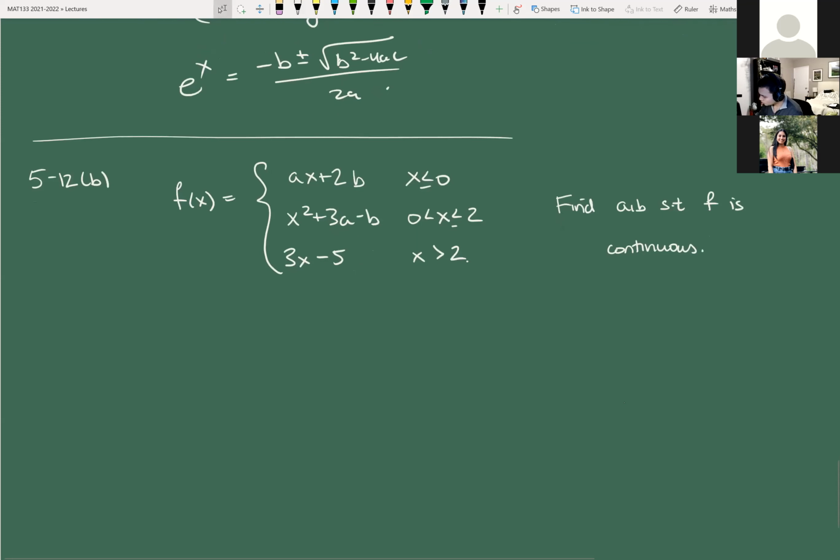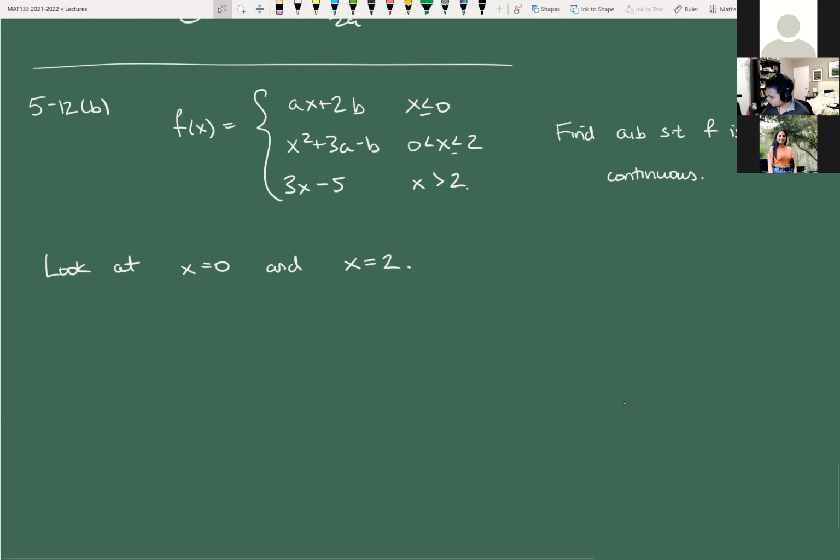Okay, so these functions are generally continuous everywhere. Because it's a piecewise function, the only place we could really run into trouble is where the pieces join, right? Does that make sense? I can't graph this for you because we don't know what a and b are, but the places where these functions join are really the only places that we can have trouble. So what we want to do is look at x equals 0 and x equals 2.